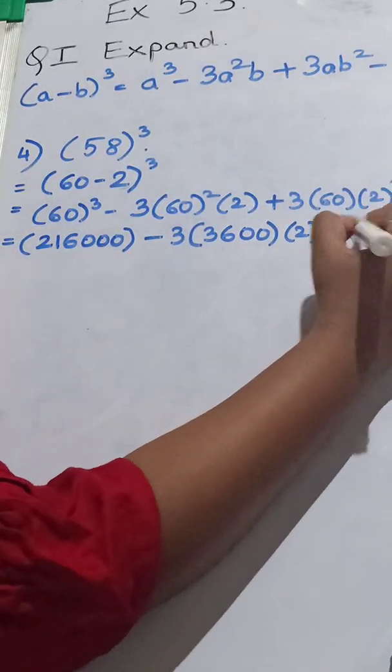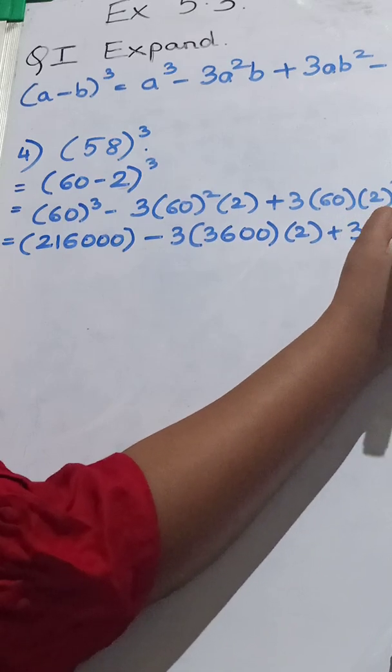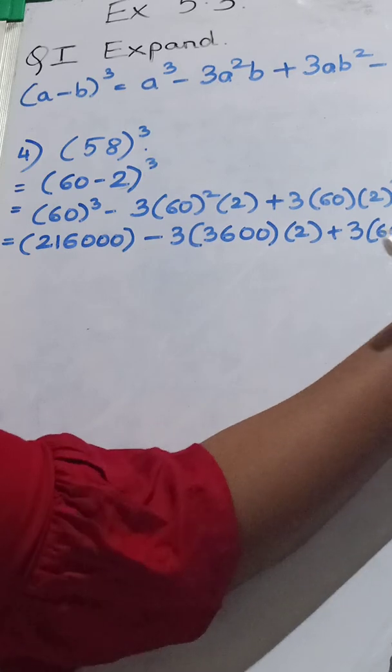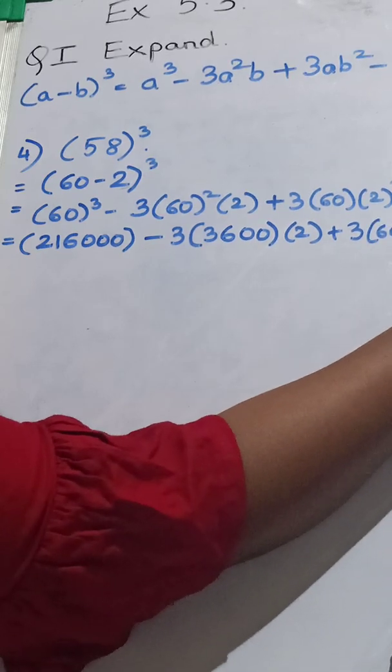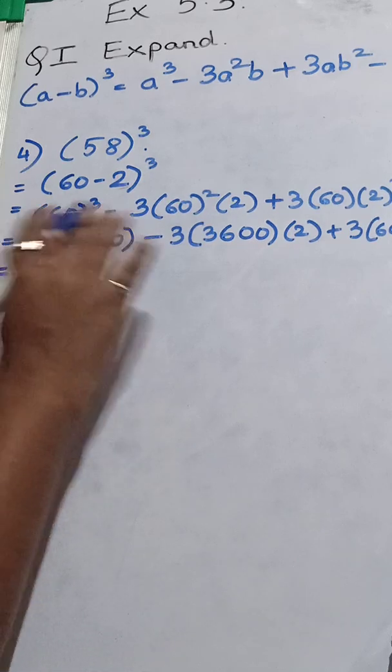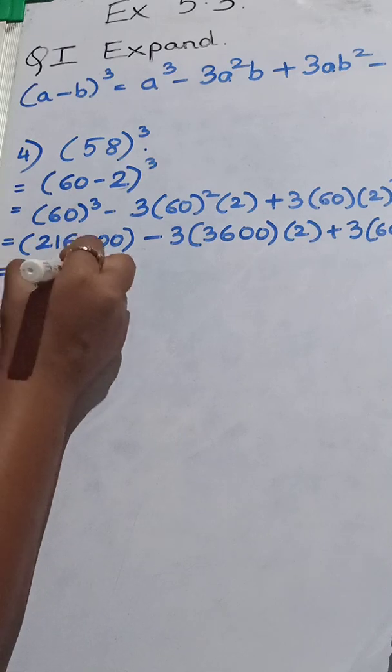Then we have again this 60 will be as it is. 2 2s gives us 4 minus 2 cube, that is there. So 2 2s are 4, 4 2s are 8. So here we have 8 as the answer. Now we have finished opening all the brackets. Now we need to only go on multiplying it.